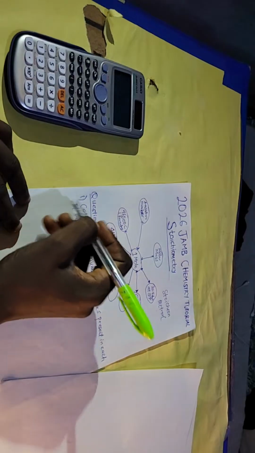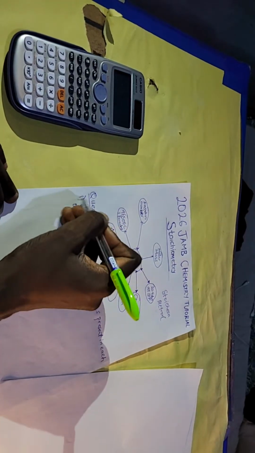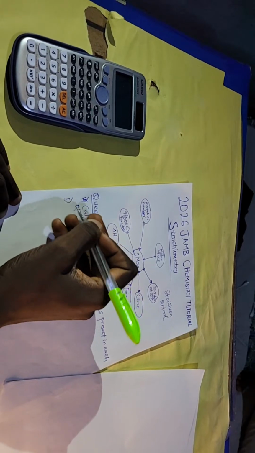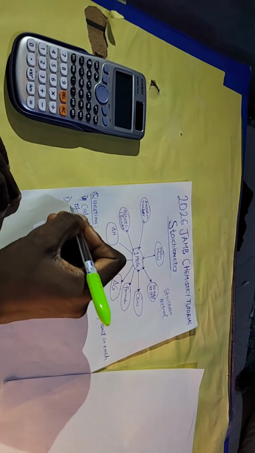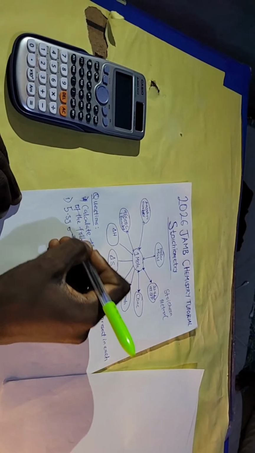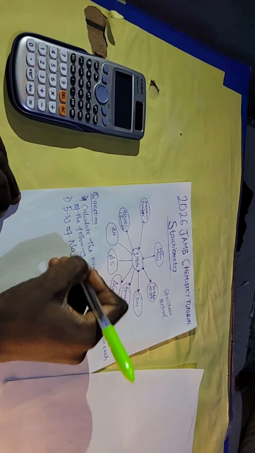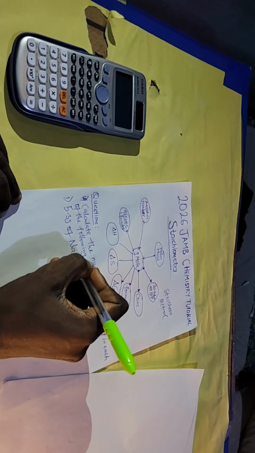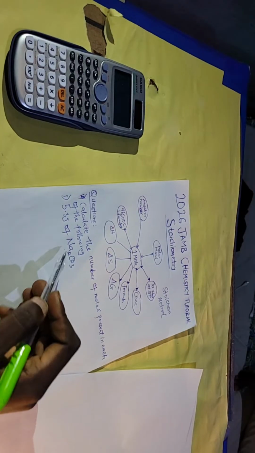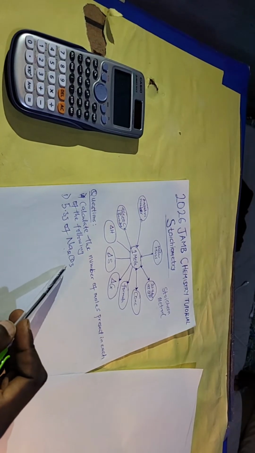Okay, now let's say we're asked to calculate the following. Number one, we're asked to calculate the number of moles in 5.3 grams of Na2CO3. What is this compound called? This compound Na2CO3, what is it called?